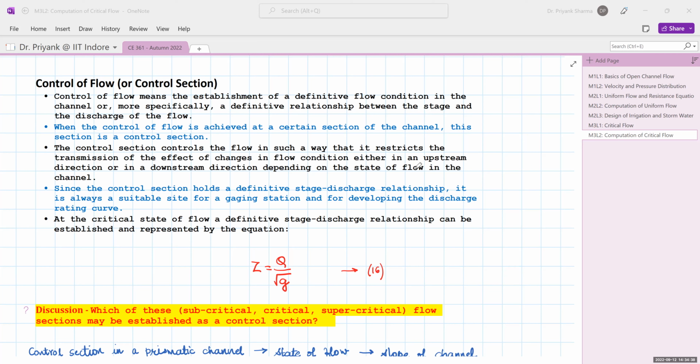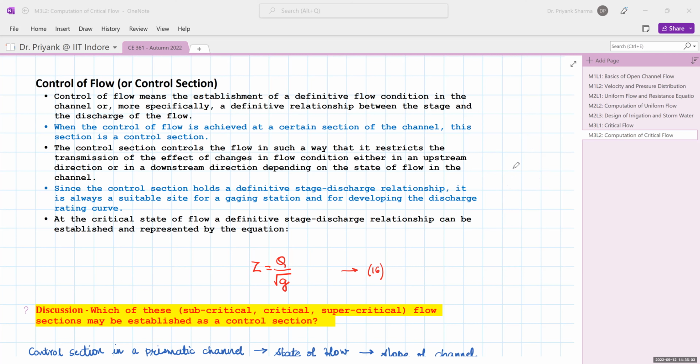So that type of particular structure is called a control of flow, and a sluice gate can act as a control section because it is helpful in changing the flow conditions either upstream or downstream. So at a control section, if we look at the specific energy curve, we get two depths, that is the alternate depths for a given specific energy.